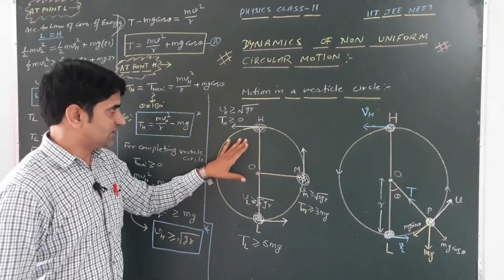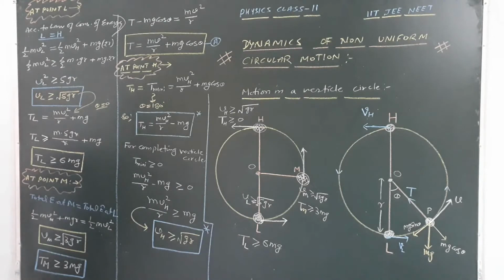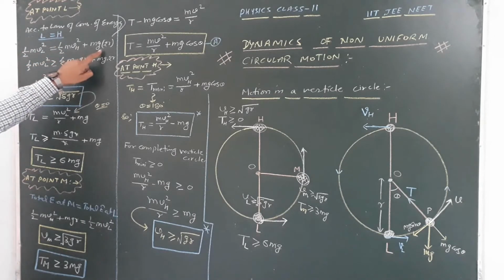So the total energy of the stone will be conserved. Using that concept at point L, we are finding the value of VL and the tension T in the string at point L. According to the law of conservation of energy, total energy at point L should be equal to the total energy at point H. So we can write energy at point L equals 1 by 2 mVL square, equals, at point H, the total energy, kinetic plus potential: 1 by 2 mvh square plus mg 2r.